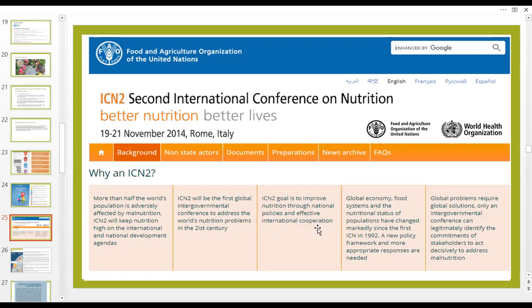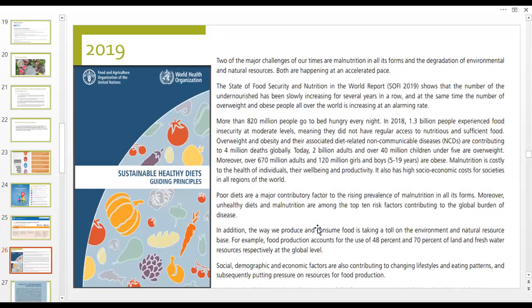It also highlighted that nutrient deficiency should also be addressed. Now, as already discussed, the agenda of WHO and the Food and Agriculture Organization in 2019 is sustainable healthy diets. As we all know, there are high forms of environmental degradation and degradation of natural resources, and the population is increasing, so both are happening at an accelerated rate.